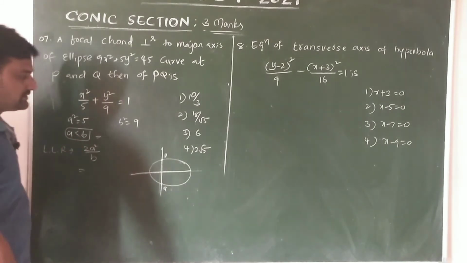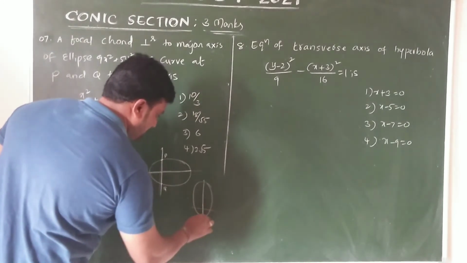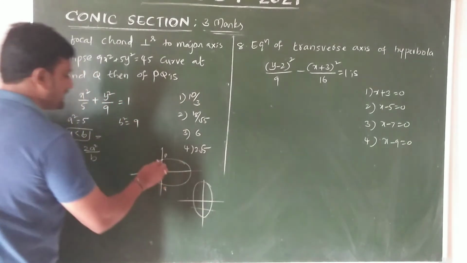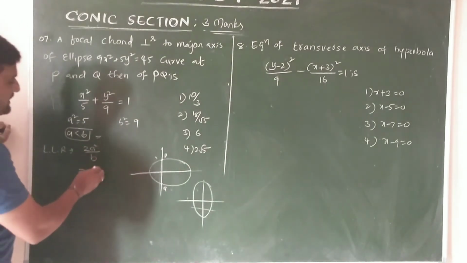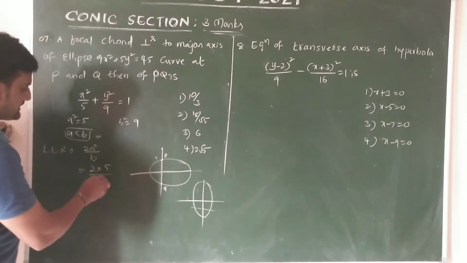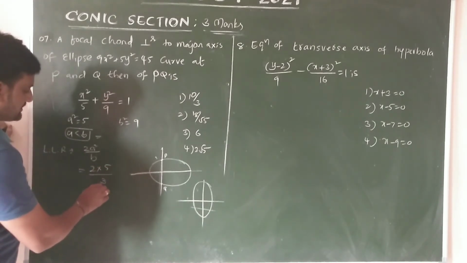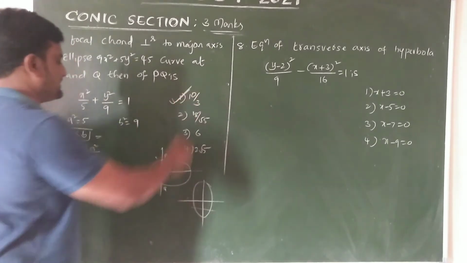So actually our diagram is like this. Not this one. 2a square by b means 2 into 5 by b, which is 3. Now 10 by 3. The first option is the right option. Okay.